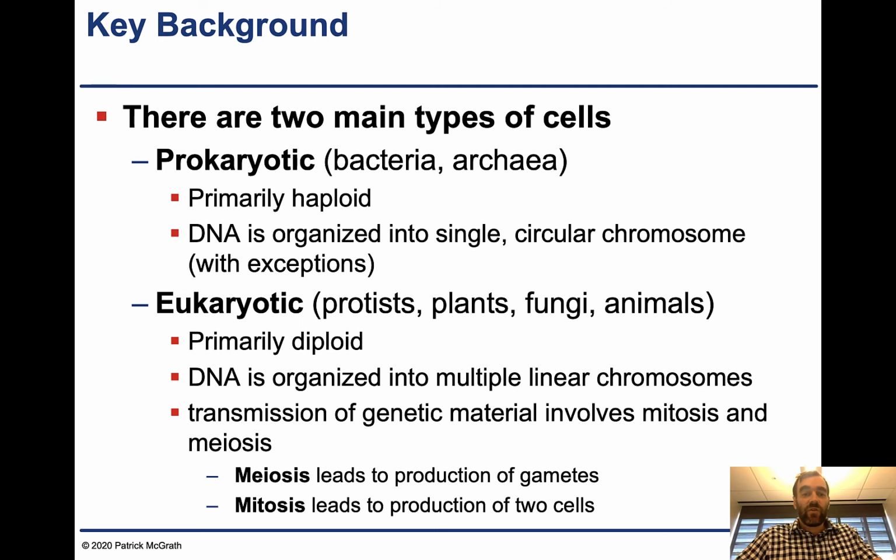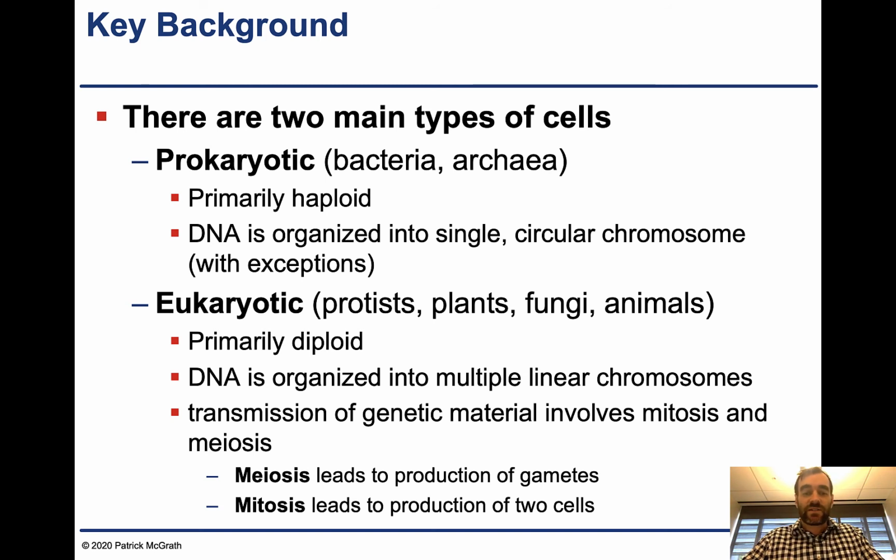This chapter is going to be covering eukaryotic types of cells: protists, plants, fungi, and animals, and these are primarily diploid. DNA in these cells is not organized into a single circular chromosome, but rather into multiple linear chromosomes. The ends are not bonded back together, so there are free ends of a chromosome, and these end in telomeres. This chapter is primarily interested in the process of transmission of genetic material from these eukaryotic cells, so mitosis and meiosis.